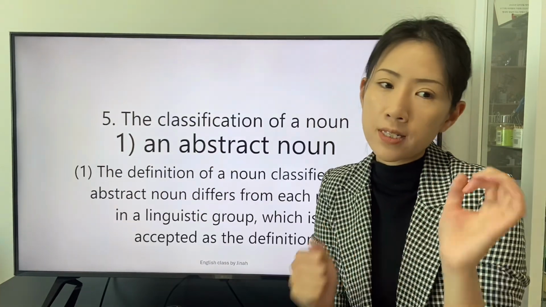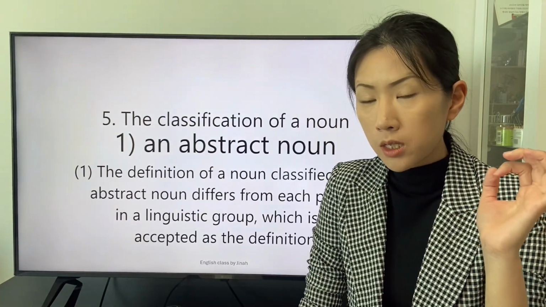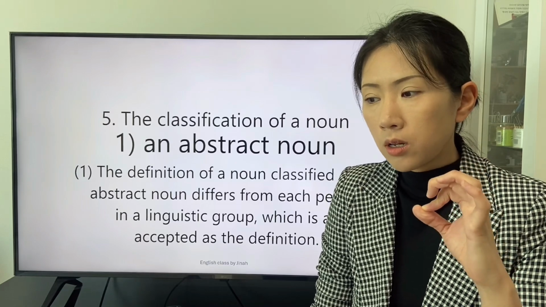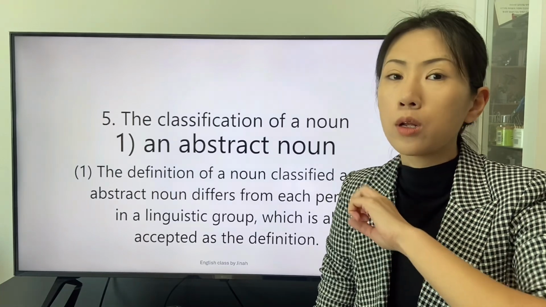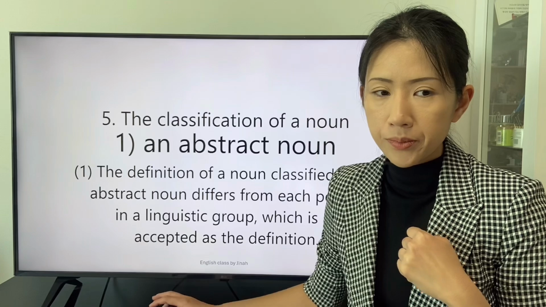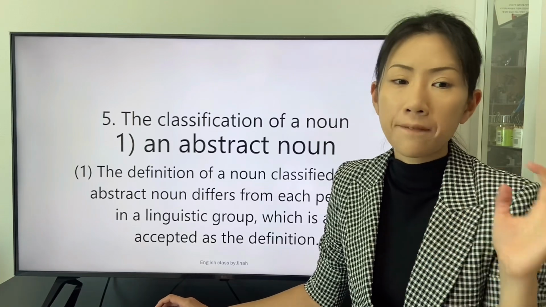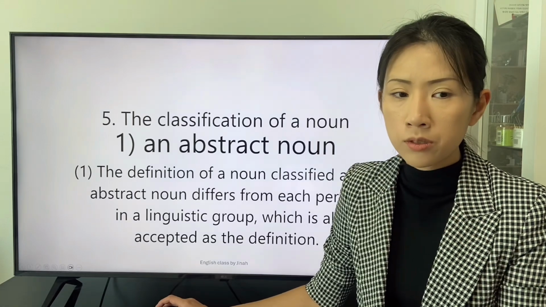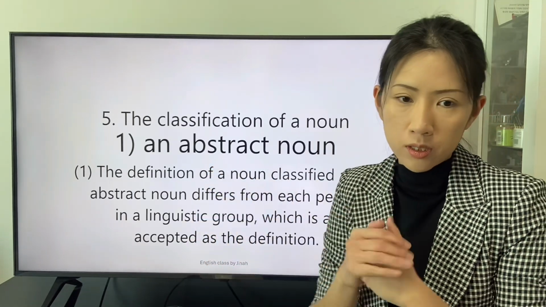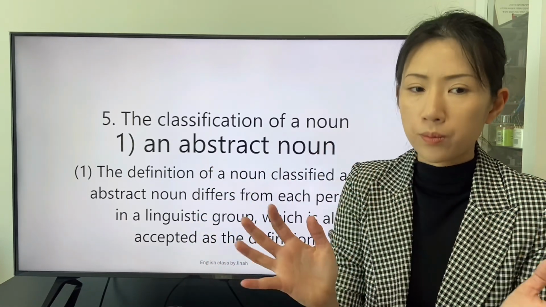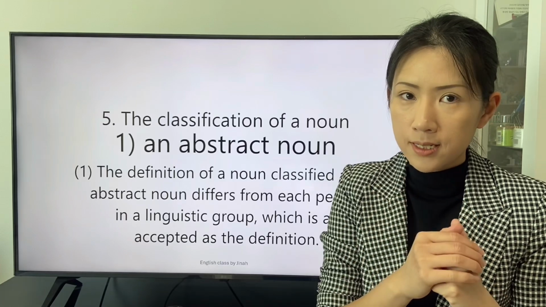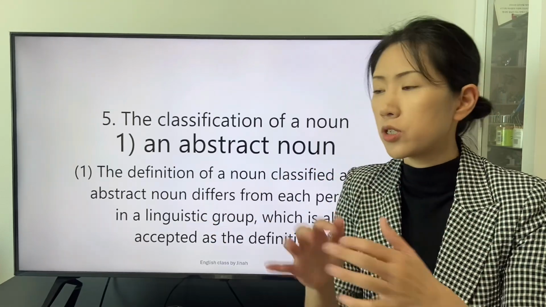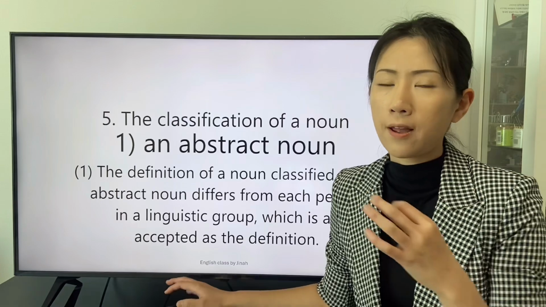The characteristics of the abstract noun are defined with two. The first one is that the definition of a noun classified as an abstract noun differs from each person in a linguistic group, which is all accepted. Not agreed, but just accepted as the definition.